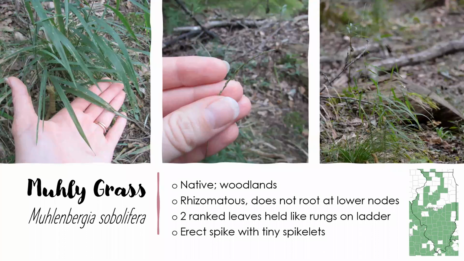But we would at least know that we had some type of muhly grass. So even if you didn't want to get as specific as the specific species, we'd at least be able to narrow it down to that genus, okay? And this one will get similar height as the last one, 1.5 feet, maybe a little bit taller, up to 2 feet.